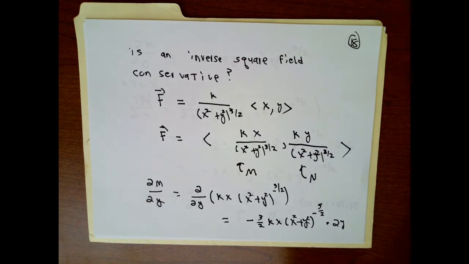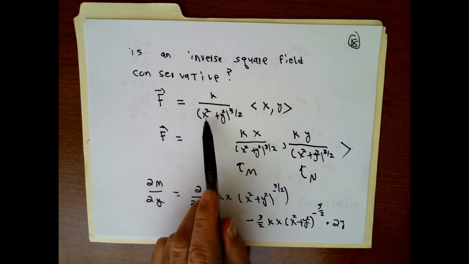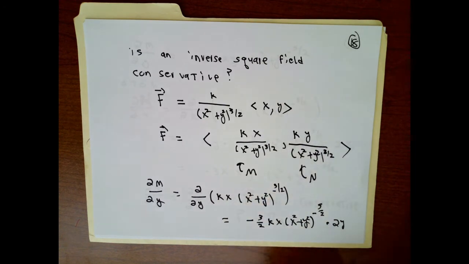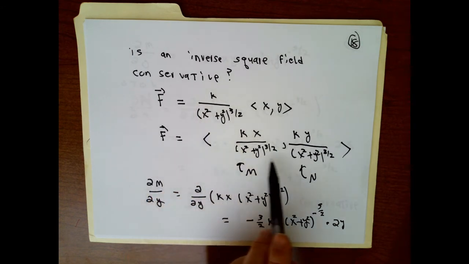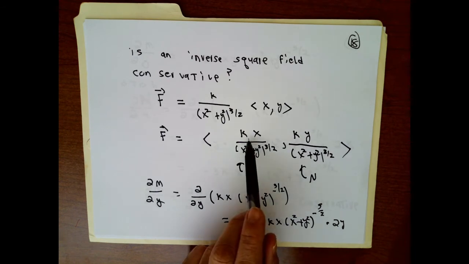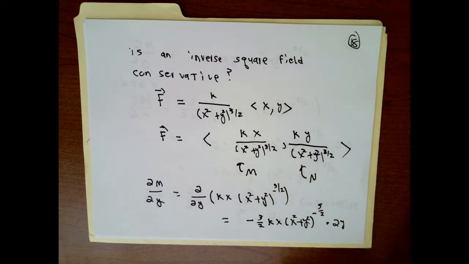Here's a question. Is an inverse square vector field conservative? So we would have our field as a constant over x squared plus y squared to the 3/2 power times vector xy. As we've seen before, if you multiply the outside scalar through the components of the vector, you find out that M has to be that, and N has to be that. What we'll do is calculate the partial derivatives involved and see if they're equal to each other.